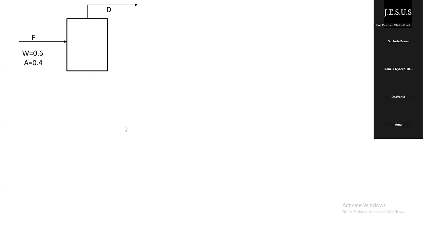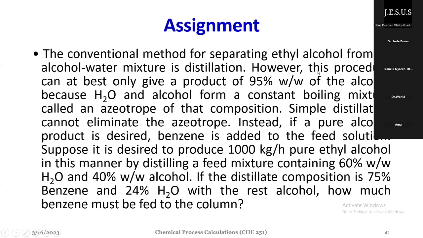Now, the question gave an information here. However, this procedure can at best only give a product of 95% by weight of the alcohol, right? But then realize that this is a generic statement given that the maximum purity you can get is 95% alcohol. But then when you put in benzene, you can get 100% of the alcohol. So this information becomes irrelevant. That's why you didn't count it as part of the number of independent equations. Now that we have our degree of freedom to be 0, then it means that we can go ahead to solve the question, and the question is solvable.